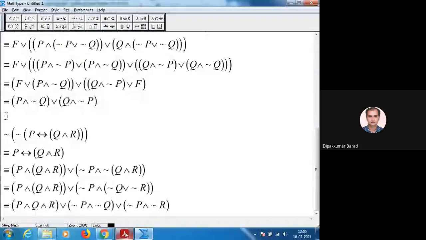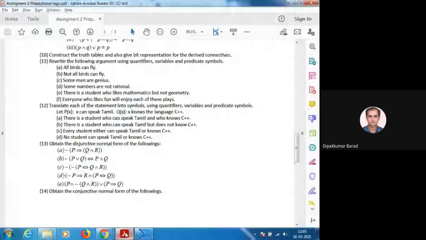The next one, try yourself. E. In a similar manner, conjunctive normal form means product of elementary sum. Product of elementary sum. And you have to apply the same procedure, okay, for conjunctive normal form.